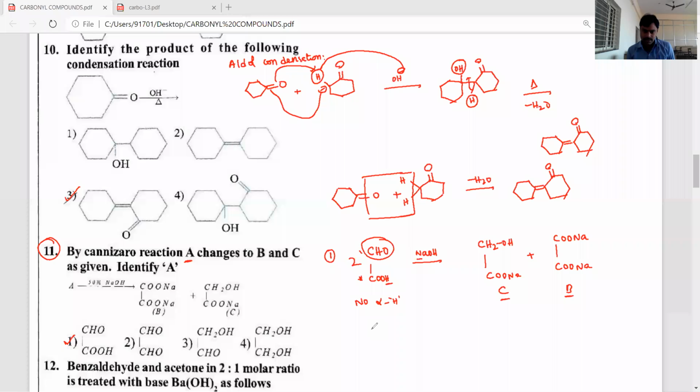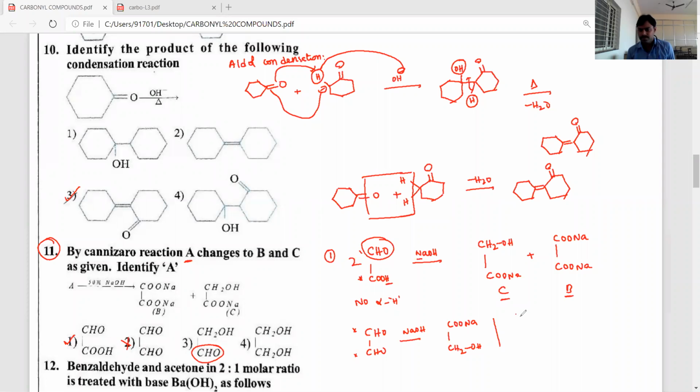Let's see the second one. Just do the Cannizzaro reaction here. 2 CHO groups are present in one molecule only. That is called intramolecular Cannizzaro reaction. In the presence of base, the product is COONa and CH2OH. It forms only one product, not B and C. That's why it is not our answer. And this is also CH2OH present. This CHO group is oxidized to give COONa and reduced to give CH2OH.